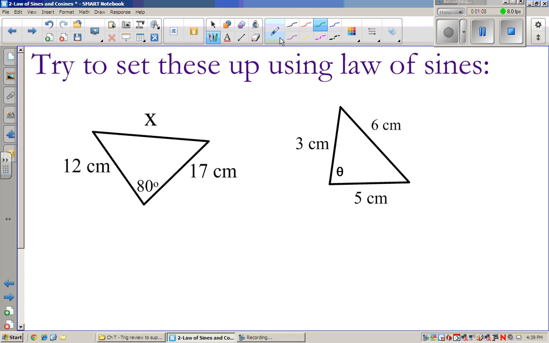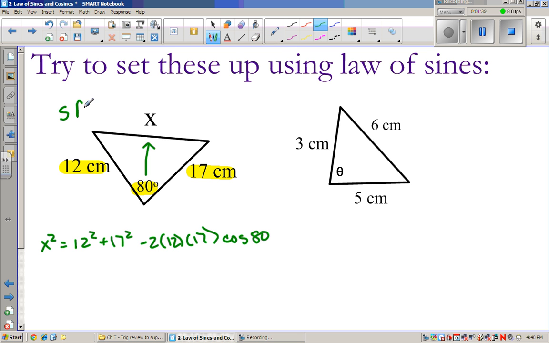All right, so let's just try it out with these two. And let's look at this first case. We want to notice that this is a side, angle, side situation, like you would have done in geometry. And you should notice that x is opposite the angle, so we're going to start with x squared. Then we're going to take the other two sides squared, minus 2 times those other two sides, cosine of 80, and now we've set that one up.